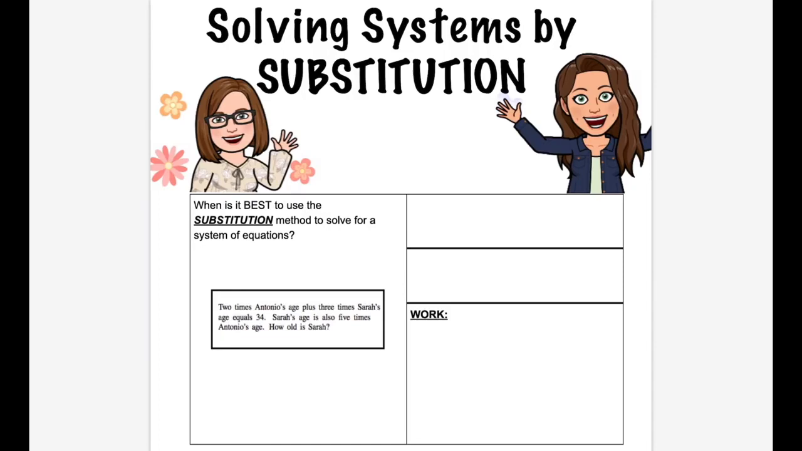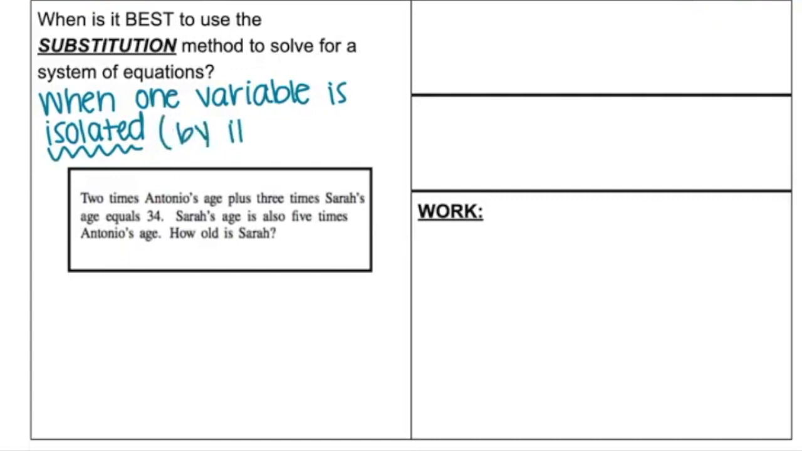In this video, we are going to talk about solving systems by substitution, and we're going to start with when is it best to use the substitution method. So if a variable is isolated, that's when you want to use substitution. For a variable to be isolated, that means that it is by itself on one side of the equation.